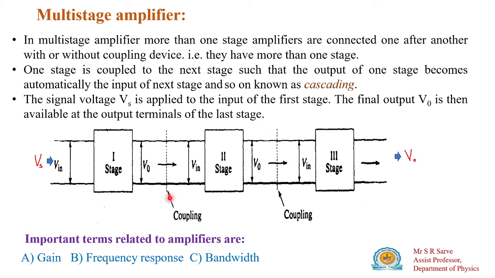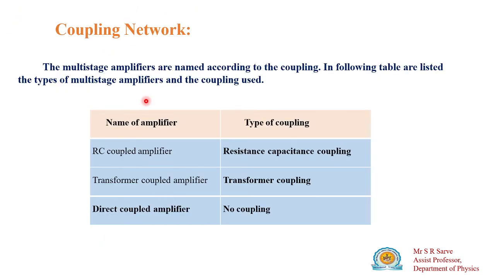So depending upon this coupling network, the multi-stage amplifier can be classified into three types of coupling network we use. First, we use the combination of resistance and capacitor, that is the RC coupled amplifier. If you are using a transformer as a coupling network, then it is known as the transformer coupled amplifier. And if you are using no coupling, directly providing the output of the first stage to the input of the second stage, then it is known as the direct coupled amplifier.